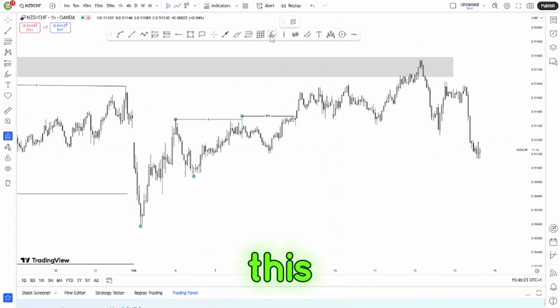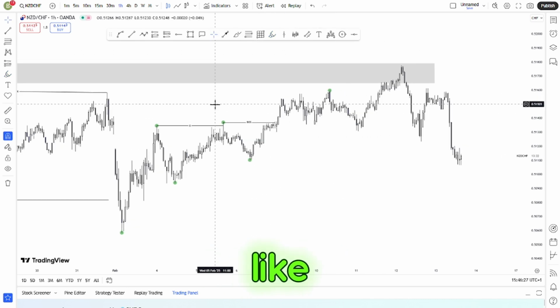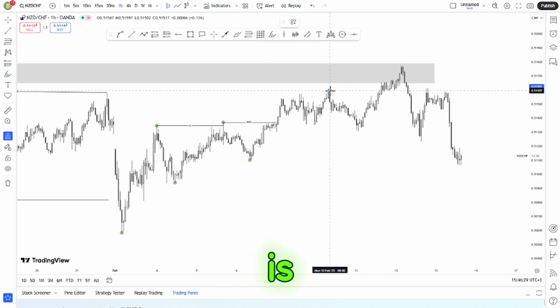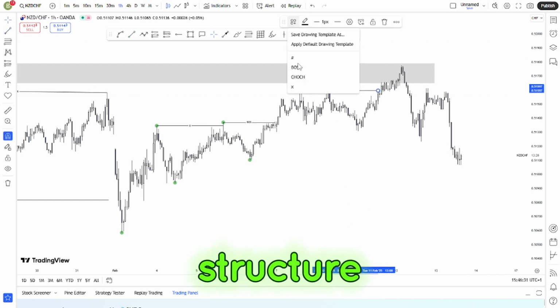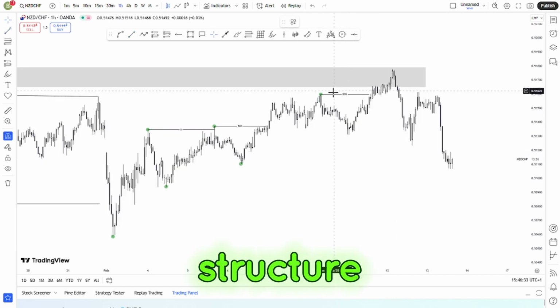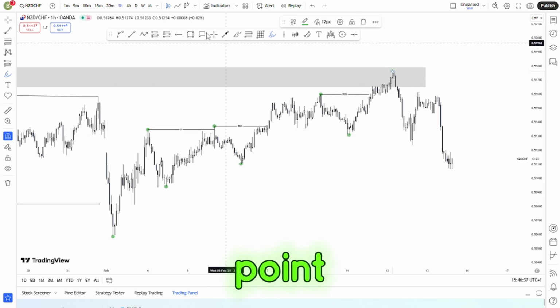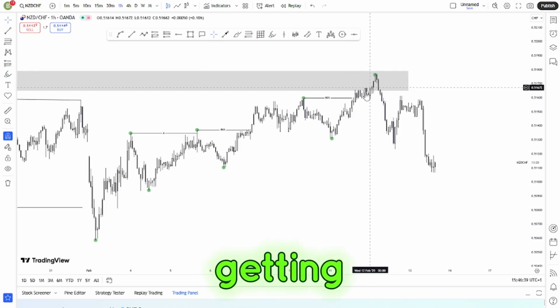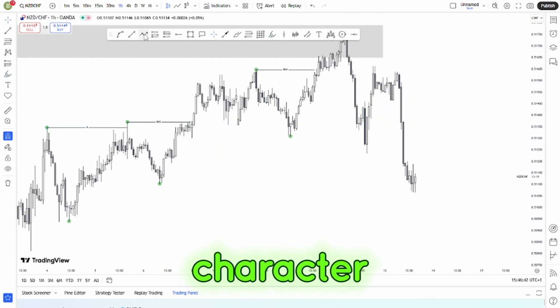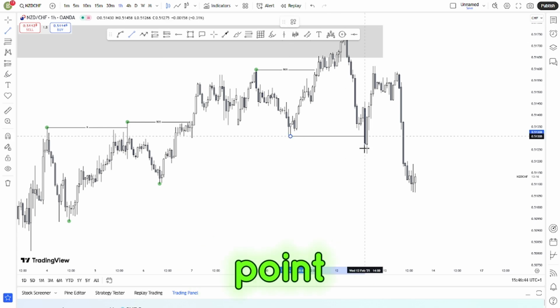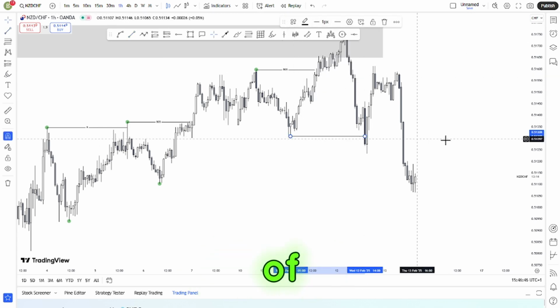As you can see, this was our highest point, then this is our lowest point, just like that, which means this is a new break of structure around here. So after having a break of structure like this, it means that this is your lowest point and this is your highest point. And then what you expect after getting that mitigation is a change of character. So as you can see from this point, we had a nice change of character.